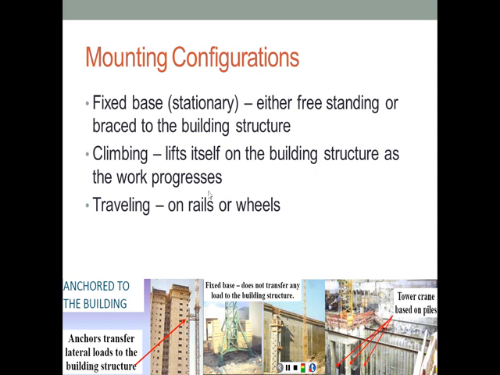Climbing: the crane can either lift itself on the building structure as the work progresses. And traveling: it can be either on rails or on wheels. On wheels are relatively rare because of issues of stability, but rails are more common.